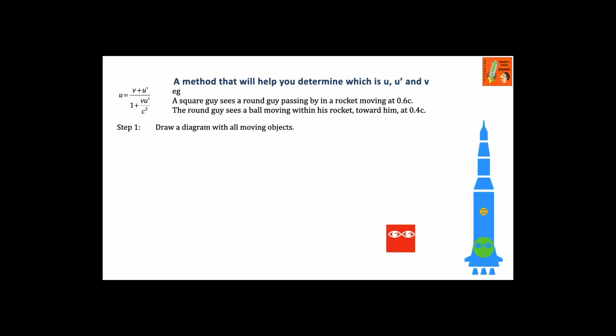So you've got a square guy, you've got a round guy in the rocket, and you've got a ball. Next, you draw arrows to show what object or objects each observer is observing. Now we know the square guy is seeing both the round guy moving and the ball moving. The round guy is just looking at the ball moving. So we've got 3 arrows there.